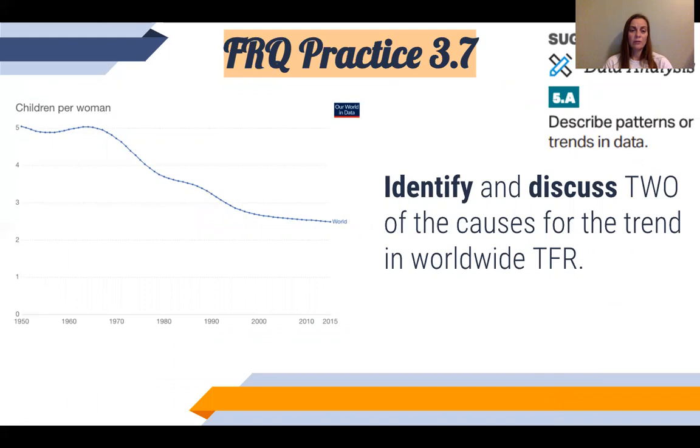Okay, so I told you at the beginning that I wanted you to think about what might have caused this decrease in worldwide total fertility rate. So your FRQ for this section is to identify and discuss 2 of the causes for this trend in worldwide total fertility rate.